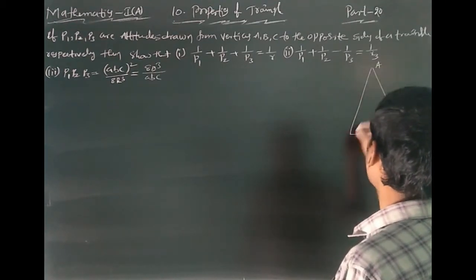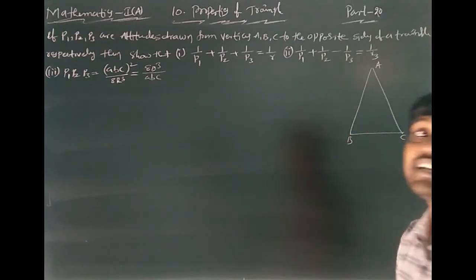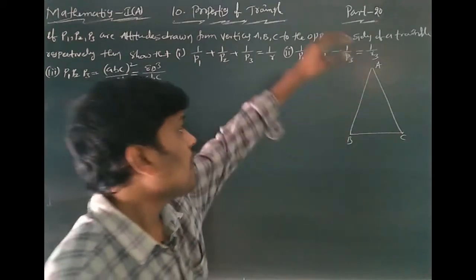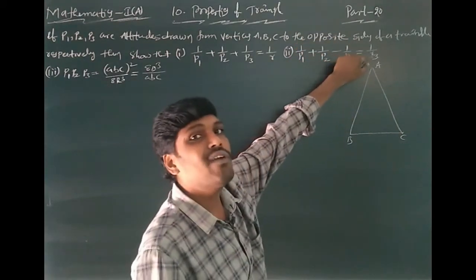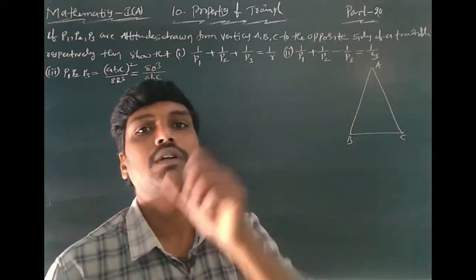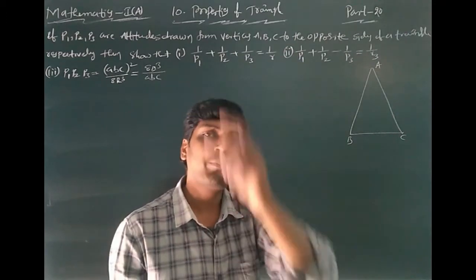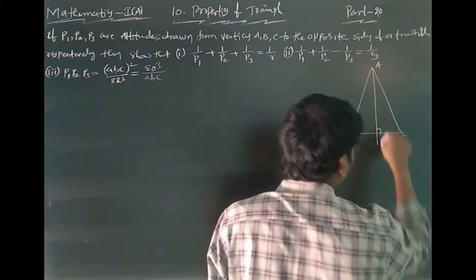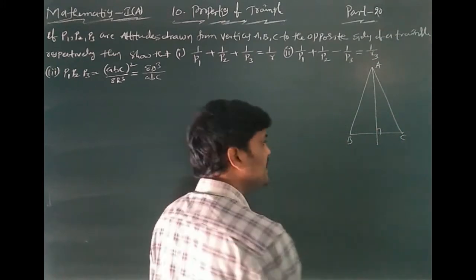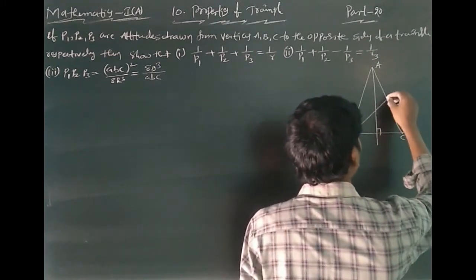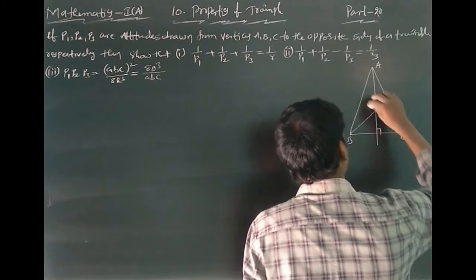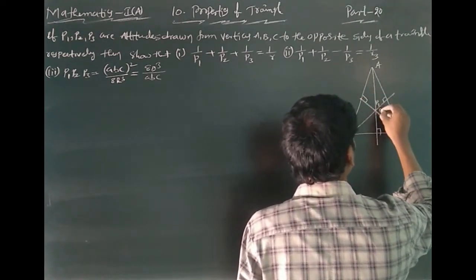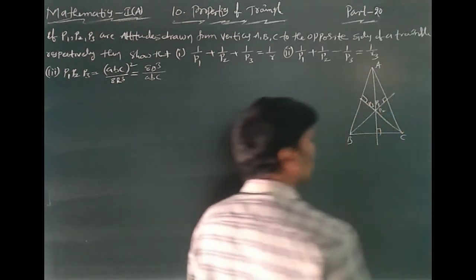In this triangle ABC, you can draw the altitude. What is the meaning of altitude? In any triangle, from any vertex you draw the perpendicular line to the opposite side. Vertex to opposite side perpendicular line, this is the altitude. This is one more altitude. This is another altitude. This altitude name is P1, this one is P2, this one is P3.